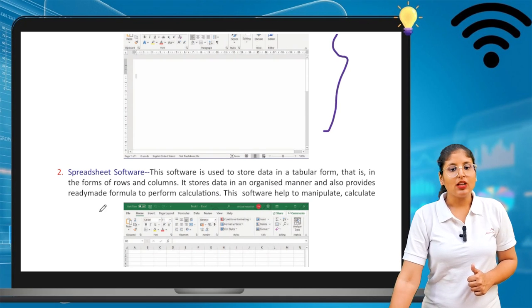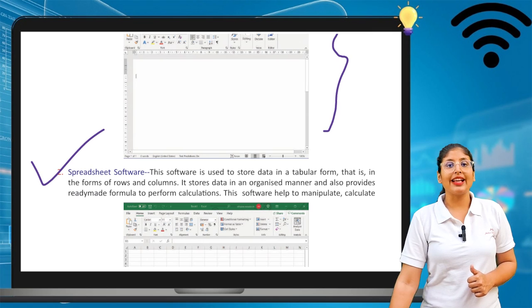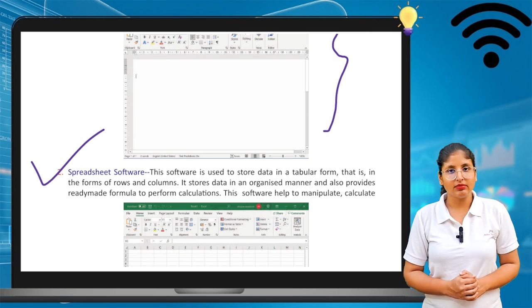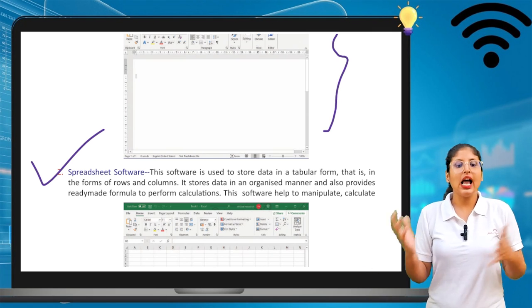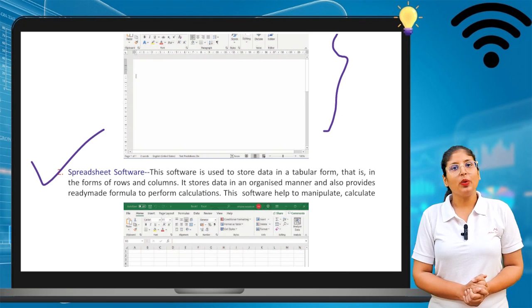Next general purpose software is spreadsheet software. So what does a spreadsheet do?